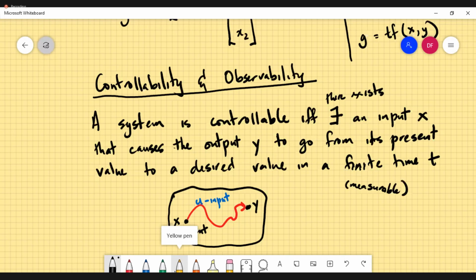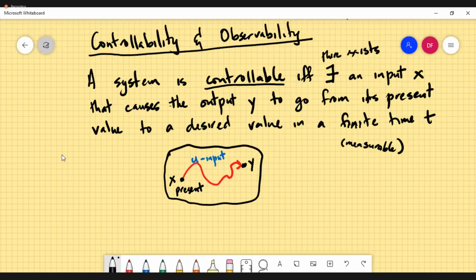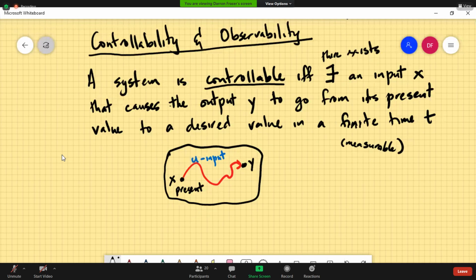So this definition of controllability talks about any system. A system is controllable if and only if we have some input that can carry us from the present state to the desired state in a finite time. If we can't find any input to carry us to the desired behavior, then that system is uncontrollable.